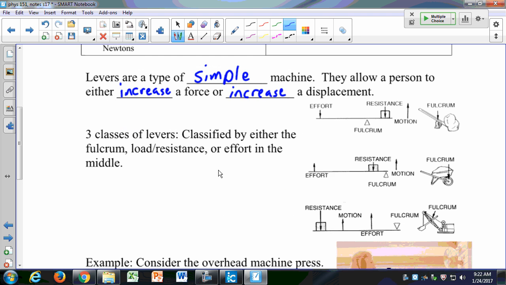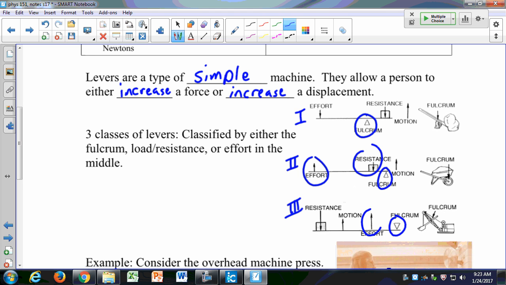You have three classes of levers. I give you some diagrams here. This is class one, this is class two, and then this is class three. They're all classified by whether their fulcrum, their load or resistance, or their effort is in the middle. With the class one, the fulcrum is in between the effort and the resistance. With the class two, the fulcrum is at the end, and then you have the effort and the resistance here. And then with class three, the fulcrum's at the end, but the effort is now in the middle.